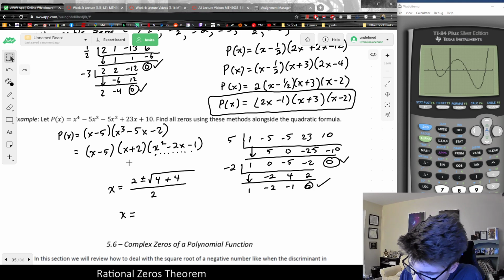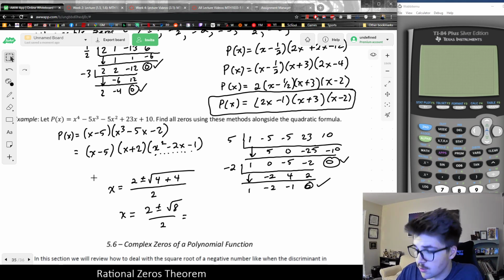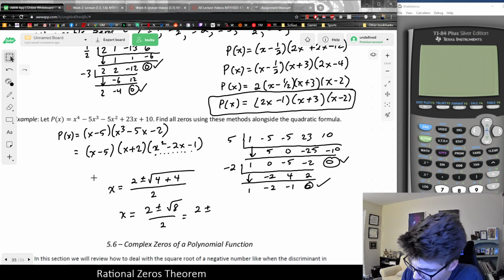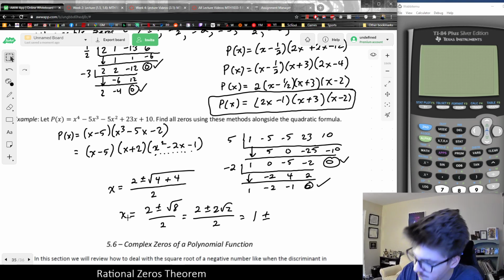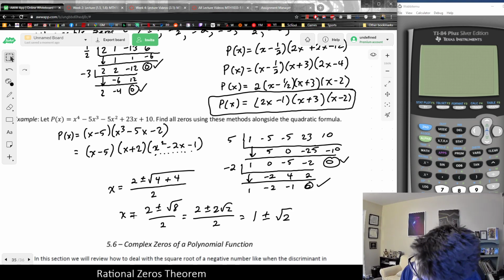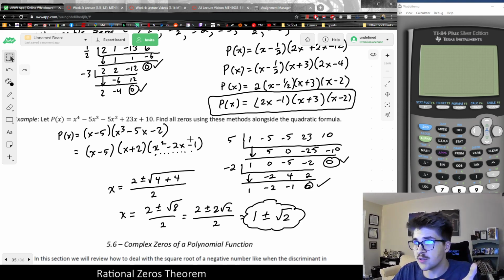But what I would be left with is 2 plus or minus the square root of 8 over 2. And the square root of 8 simplifies because it's 4 times 2. The square root of 4 is 2, which would give me 2 plus or minus 2 root 2 over 2. And if I then notice that there's a common factor of 2 in each of these, well, 2 divided by 2 is 1, and 2 root 2 divided by 2 is just root 2. But basically, the quadratic formula will tell me what are the zeros of this polynomial.